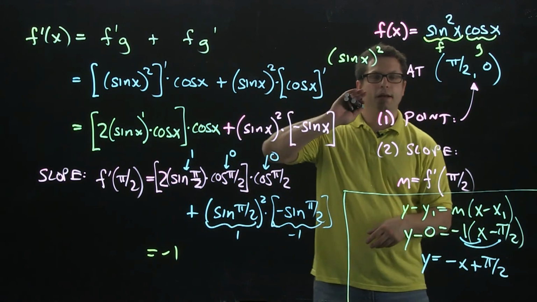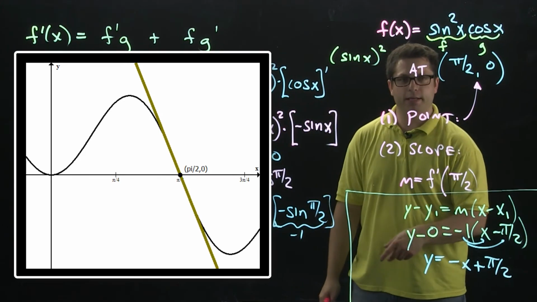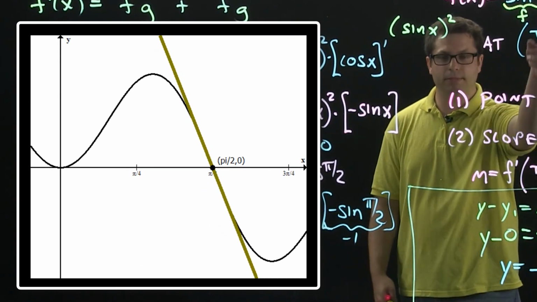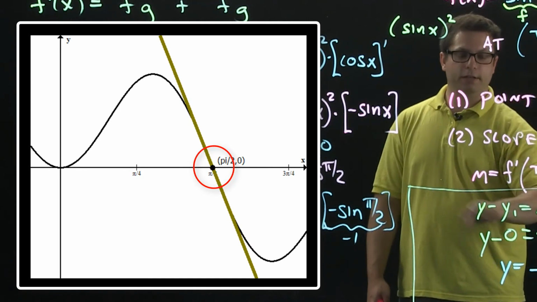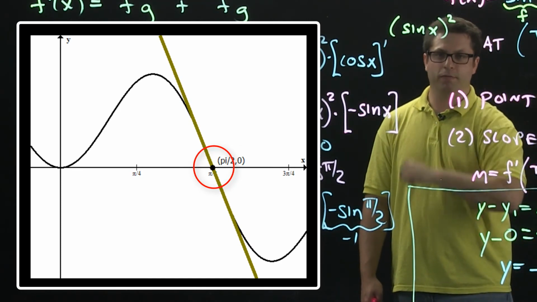Just to verify it, here's the equation of f, and then when you zoom in at pi over 2 comma 0, you'll see our tangent line right there, and it works out perfectly.